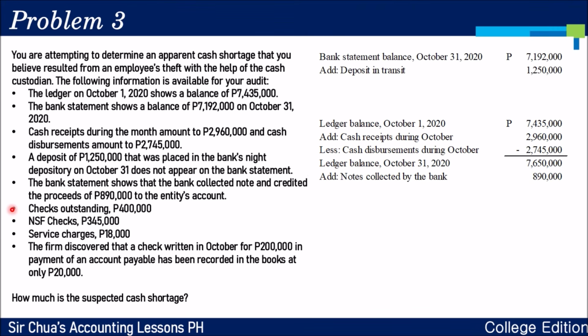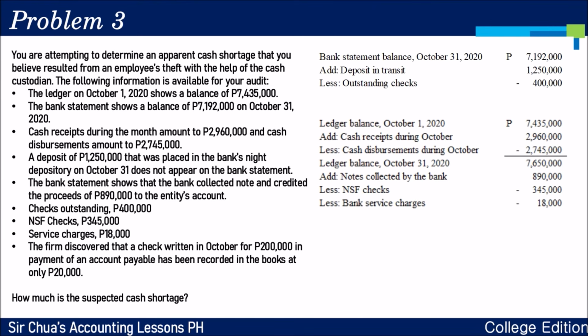Checks outstanding is 400,000, so that's on the bank side. Negative 400,000 for outstanding checks. Next, NSF check is 345,000, so you deduct your NSF check. Service charges 18,000, you also deduct your bank service charges.